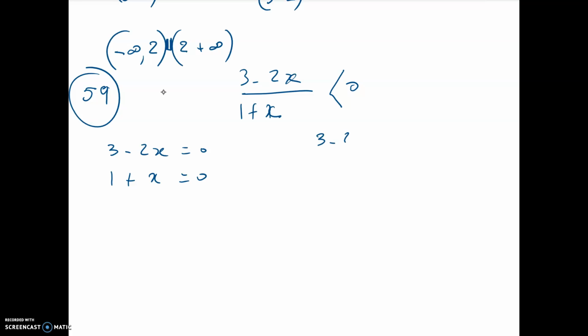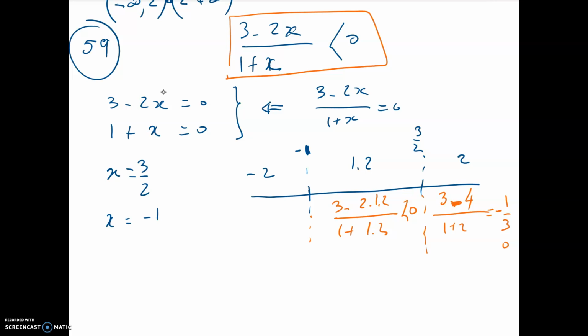Because we have already (3 minus 2x) over (1 plus x) equals 0. So based on what we are supposed to do, we are supposed to look at these two equations. The first one gives us x equals 3 over 2, and the second one gives us x equals negative 1. So when you are substituting x by negative 2, you are going to find that your expression (3 minus 2x) over (1 plus x), that is 3 minus 2 times negative 2 over 1 plus negative 2, is negative.